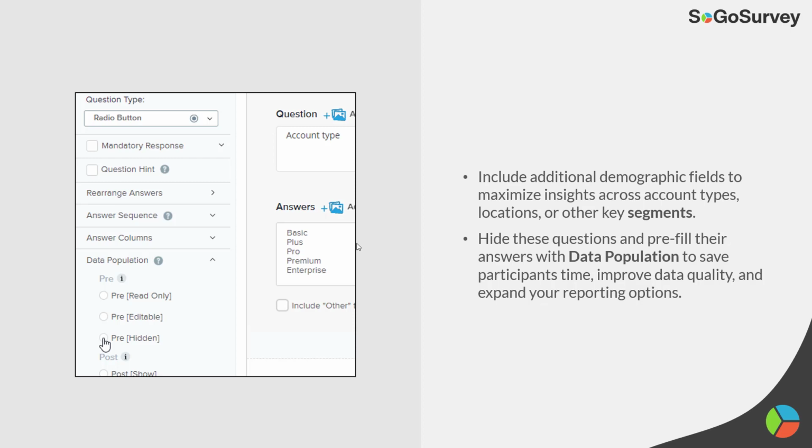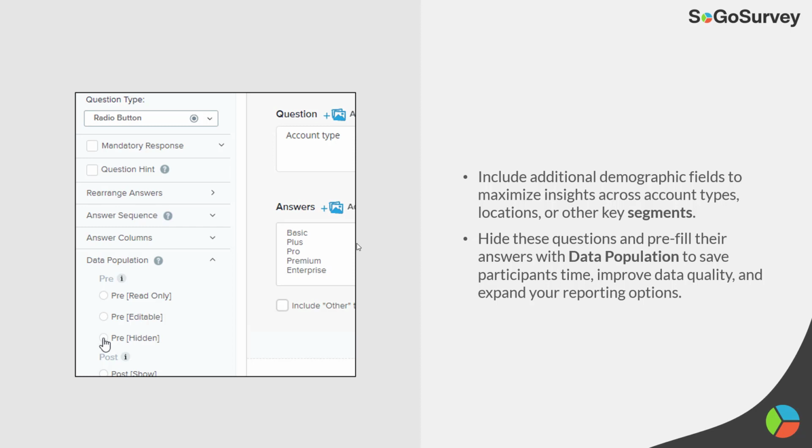Which brings us to advanced options. So when you are thinking about how you're going to actually use these results, think about what is most important for you. If you are looking at account types, products, different locations, if those are important, those key segments, consider adding those additional questions and hiding the questions. When you hide the questions and pre-fill answers with data population, that allows you to keep that additional information in your report without actually asking your customers those questions. So it's really good data quality.